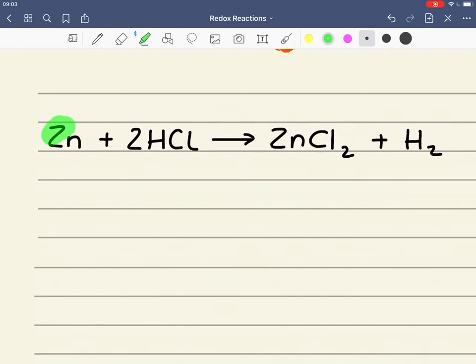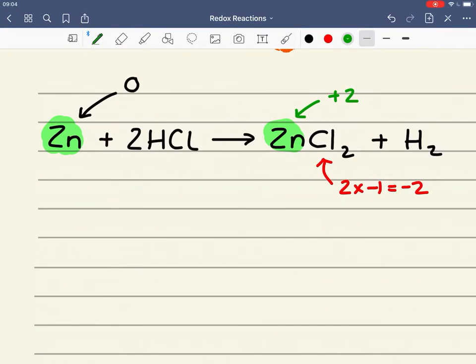Now, the oxidation state of the zinc here is an uncombined element, so the oxidation state is 0. The oxidation state of the zinc in zinc chloride? Well, the chlorine has got an oxidation state of -1, because chlorine always has an oxidation state of -1 unless bonded to oxygen or fluorine. So we've got 2 times -1, which is -2. And for the sum of the oxidation states equals 0, zinc's oxidation state must be +2.